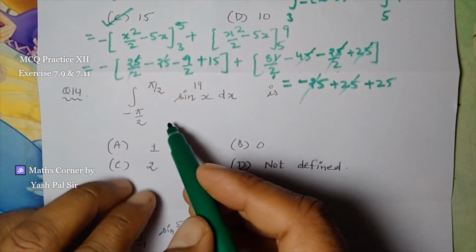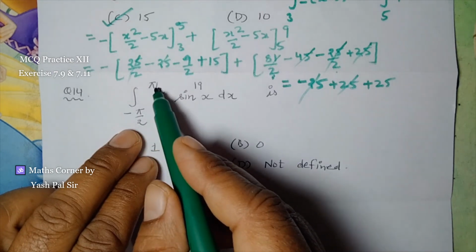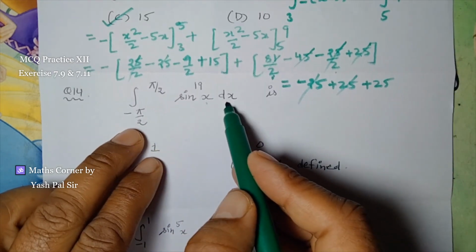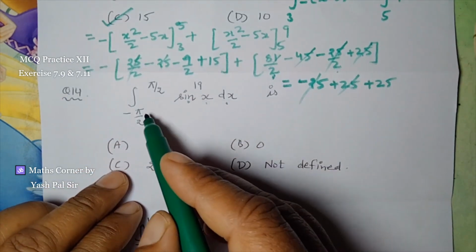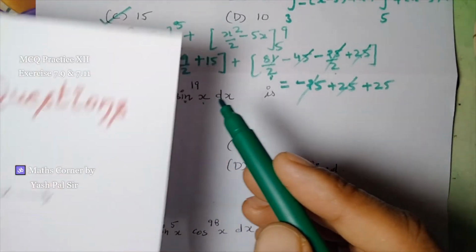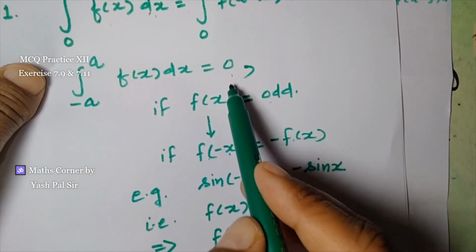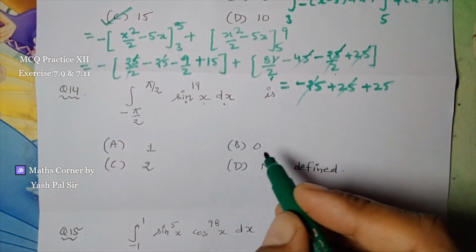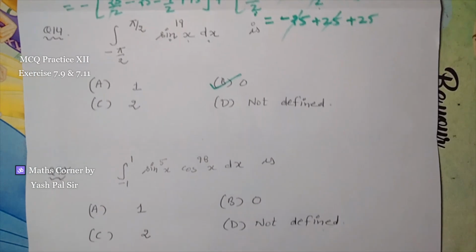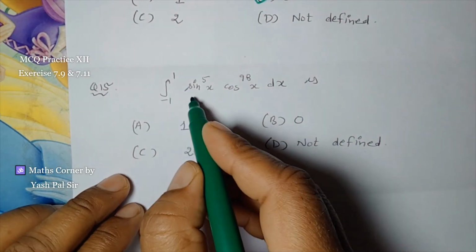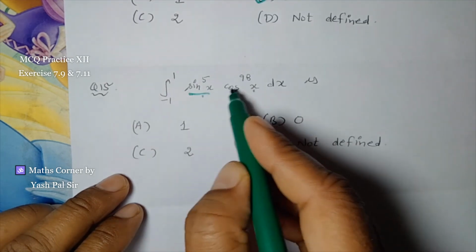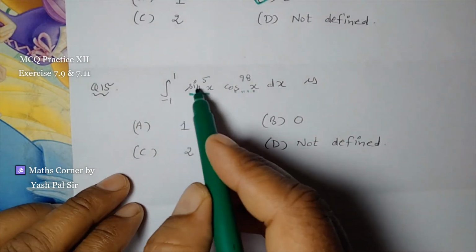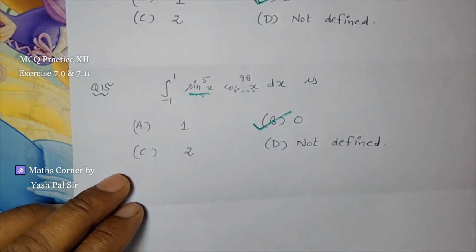Now we have the next question, question number 14, minus pi by 2 to plus pi by 2 of sine raised to power 19x into dx. Sine is an odd function, and the integration of an odd function like this is 0, so very clearly B is the option. Next question is minus 1 to plus 1 of sine raised to power 5x. This is odd, this is even, odd into even is again an odd function, so option number B is the right choice to this question. That's all. Thank you very much.